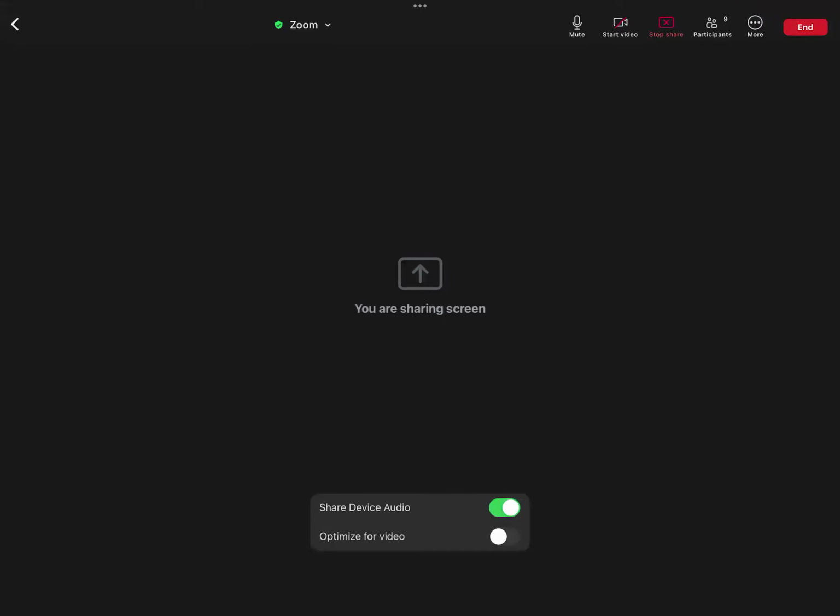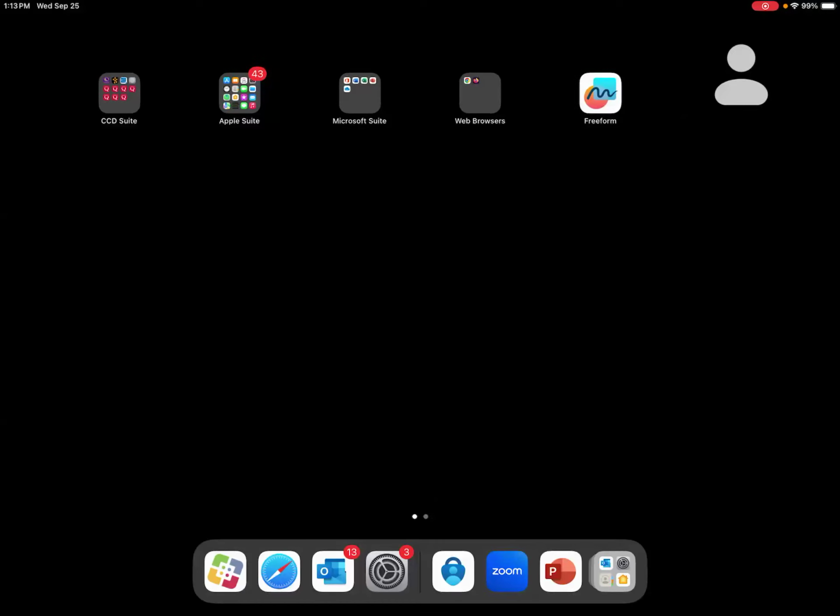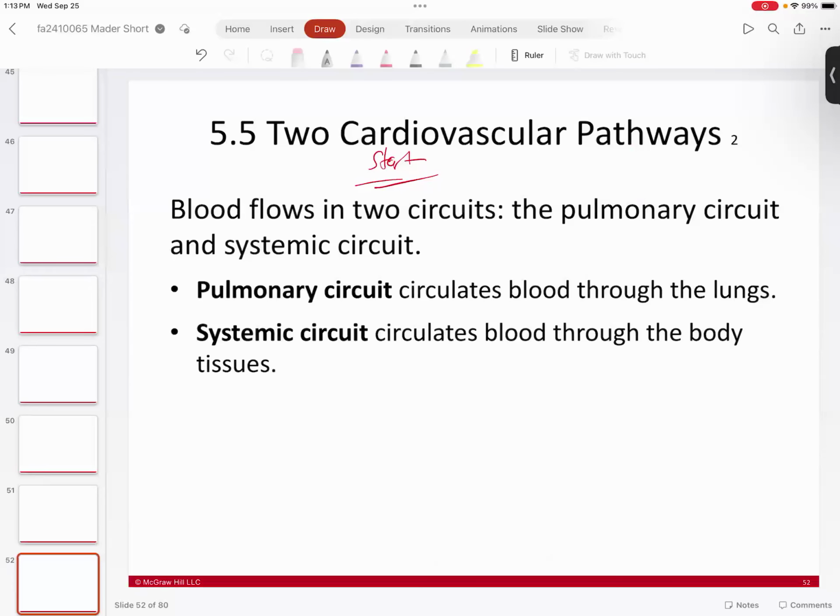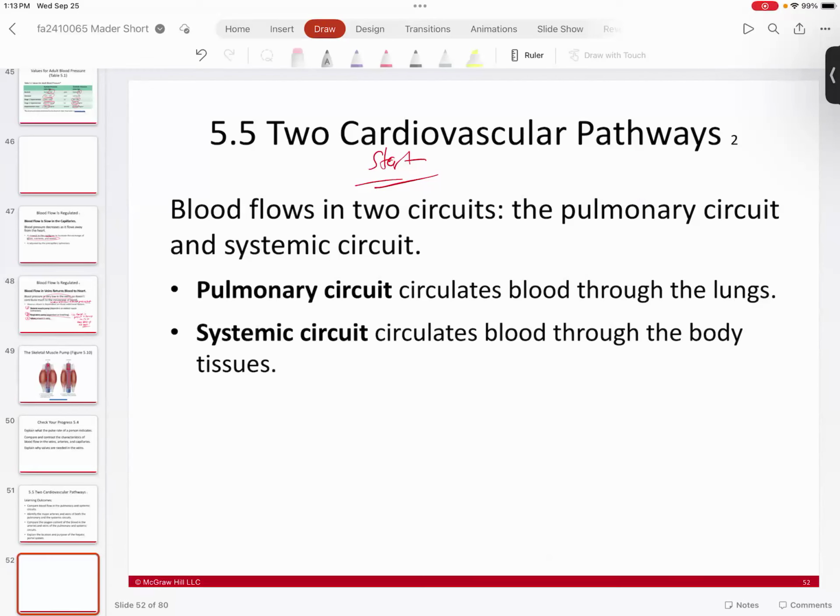Okay, let's go ahead and pick up where we left off. So we're talking about the cardiovascular system, and we're going to be taking a look at the two cardiovascular pathways. So we have the pulmonary circuit and we have the systemic circuit.